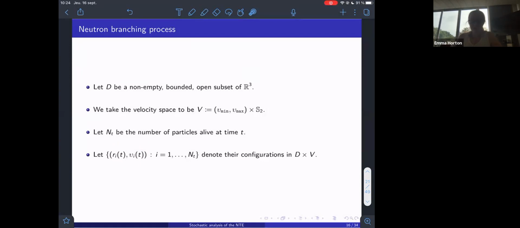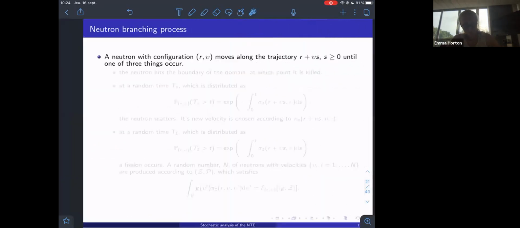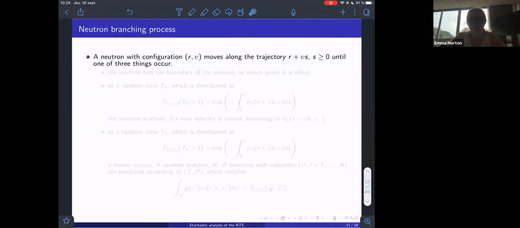I'm going to build this branching process based exactly on the dynamics that I described earlier, based on the real system. Suppose we start with a neutron, a particle with configuration r and v, so spatial position r and velocity v. Then it will move in a straight line according to this velocity until one of three things occurs. The neutron hits the boundary of D, at which point it's absorbed and killed, and we don't take it into consideration anymore. It's removed from the system.